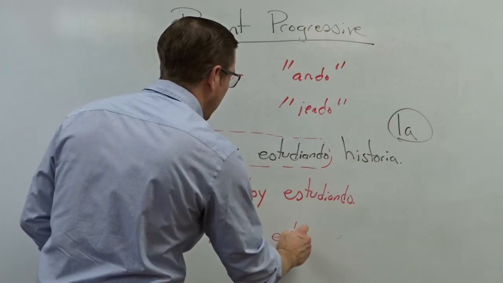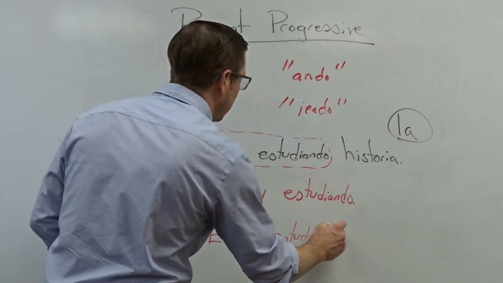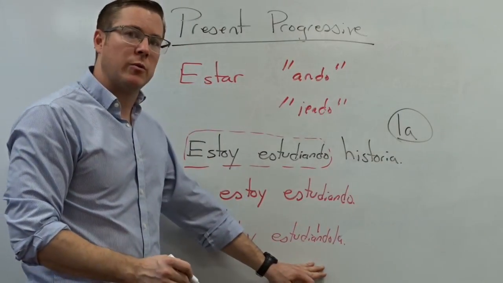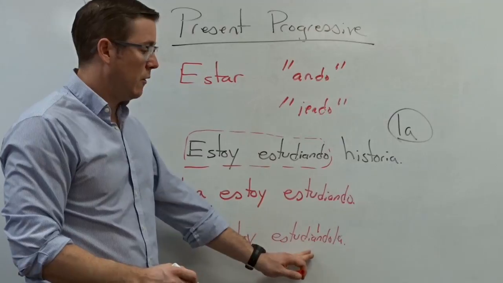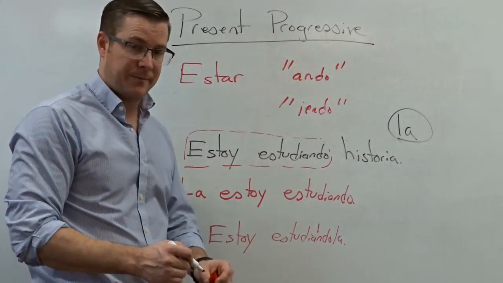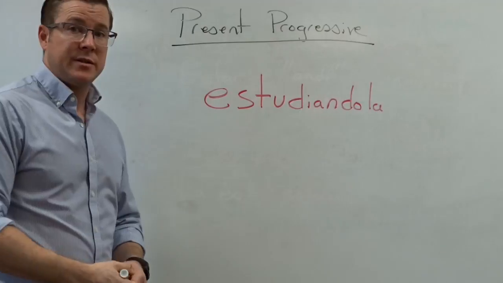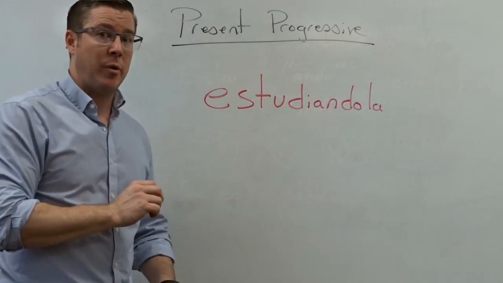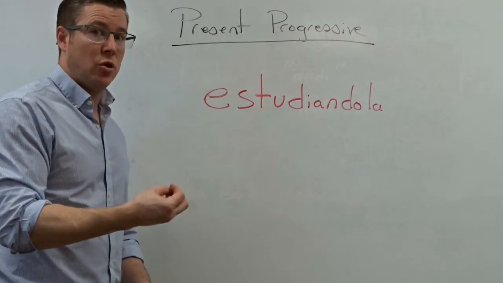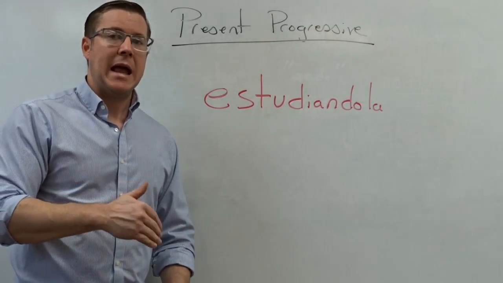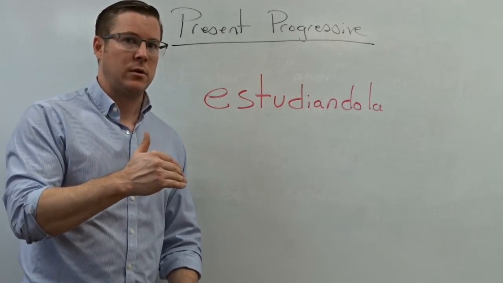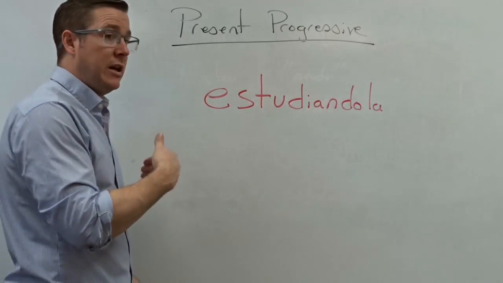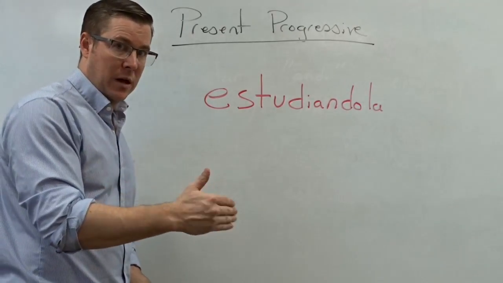Estoy estudiándola. I'm going to explain to you really quickly why I've put an accent over the a in estudiándola. So, I've replaced the object with the pronoun la, and I've attached it to my participle to give me the word estudiándola. Listen to how I pronounce that word, estudiándola. I want to make sure that the accent, the stress, stays on that ando, estudiando, estudiándola.